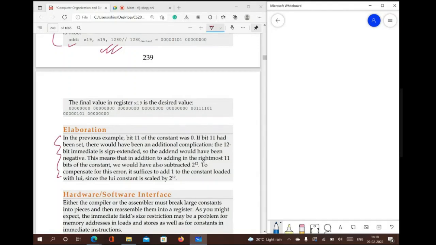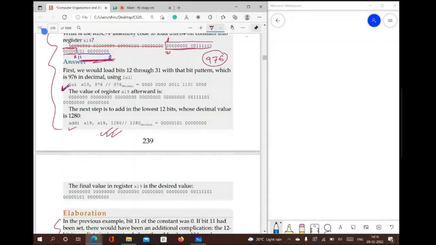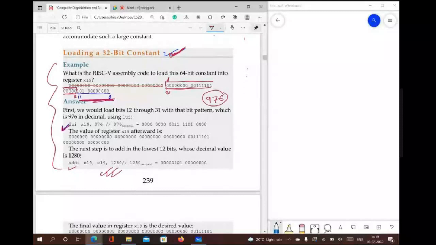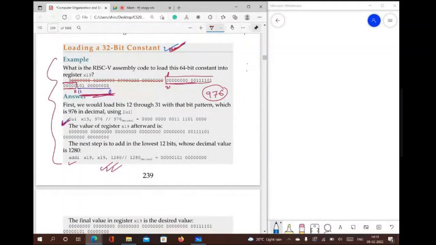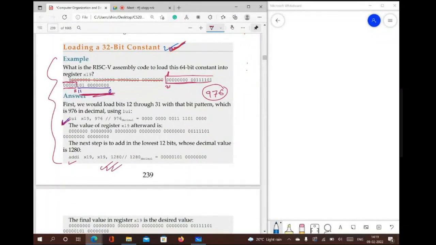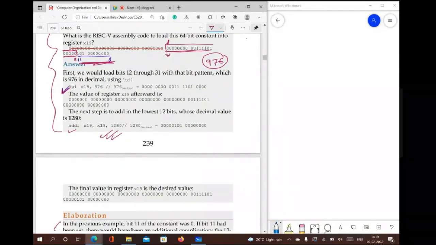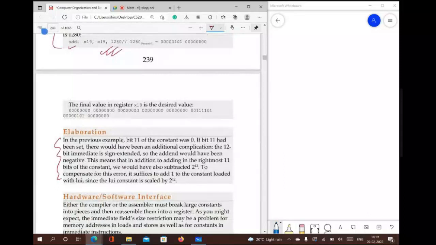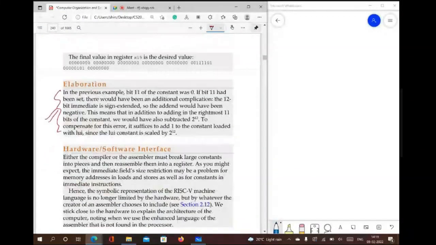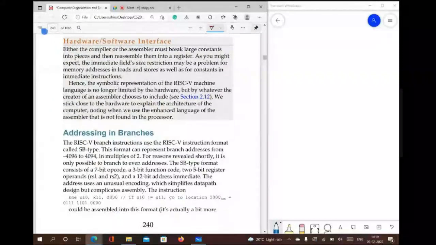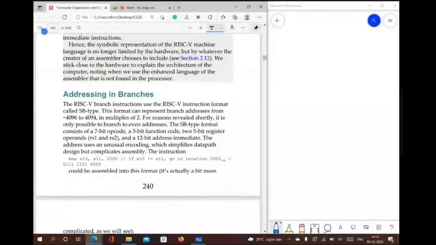Okay, so I think how to load a 32-bit constant is clear now. And I have given you two tasks. First task is how to load a 64-bit constant to a register, that you have to understand by yourself. And then the problem that is mentioned here, you will read and try to understand by yourself. Then let us go to the branches, addressing branches.